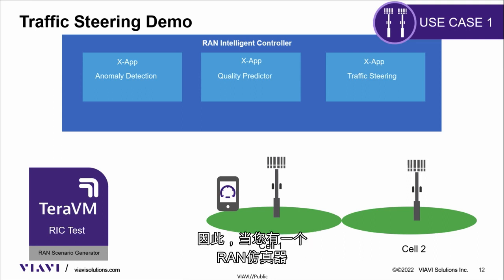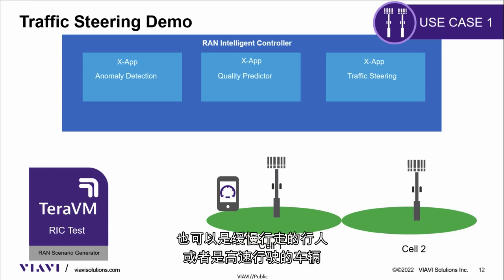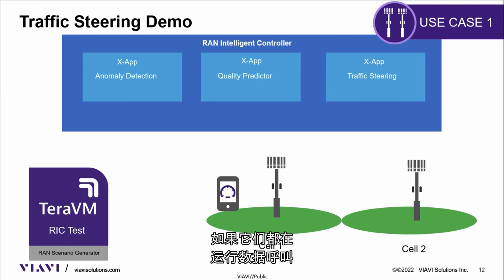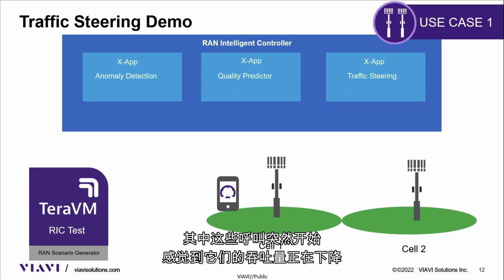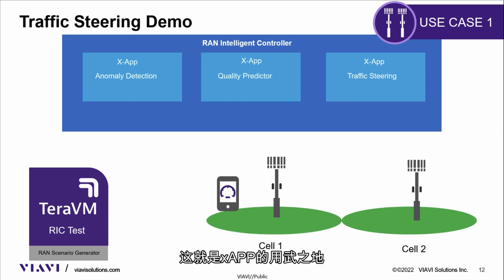So when you've got a RAN emulator, which can emulate UEs, that is mobiles, which can be either stationary or they can be pedestrian walking slowly, or it could be a vehicle driving at a speed. And if they're all running data calls, then we can create an anomaly in the cell where those calls suddenly start experiencing a degradation to their throughput. And that's where the xApp comes in.